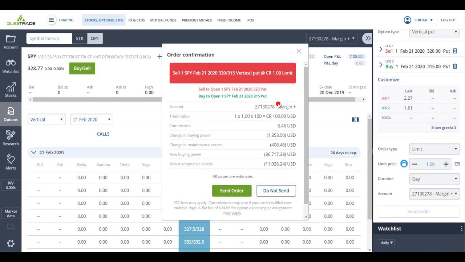So you're selling to open for a $1 credit, which is one contract. So it's 100 shares. So it's $100 that I'd be collecting. My max loss in this case is $400. You can see here change in maintenance excess is $400 plus the commissions.